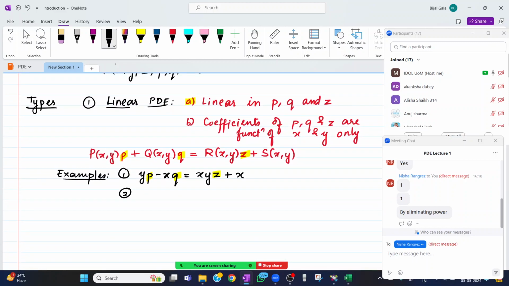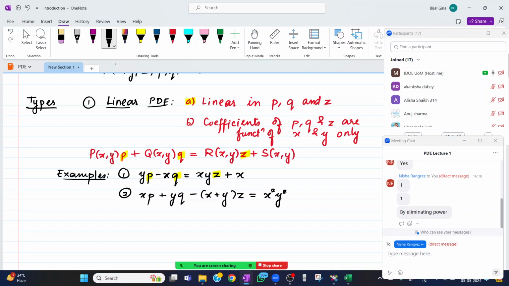Okay. Let's look at one or two more examples. Say I have xp plus yq minus x plus y times z equals to x square y square. Will this be linear? Yes, ma'am. Okay. What about the squares on x and y? No, ma'am. They are not linear. Okay. Now let's understand the rule. The linearity or the degree 1 is to be checked only for p, q and z, not for anything else.